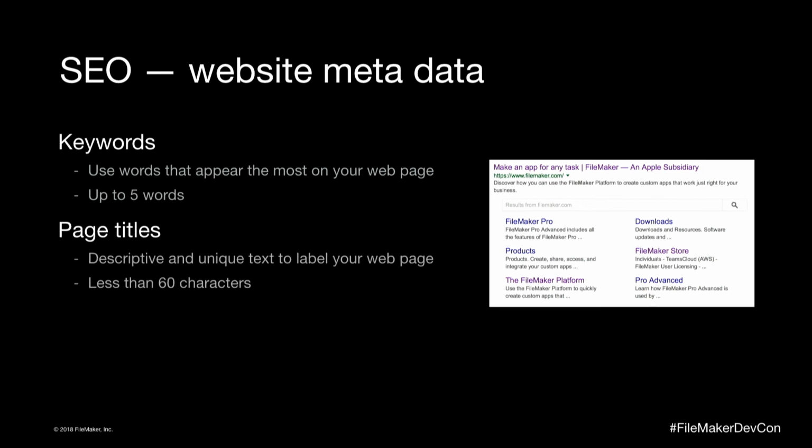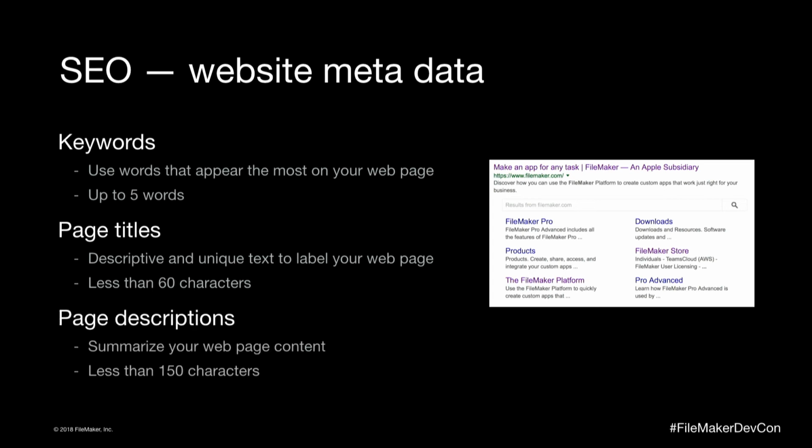Second are the page titles. You see "Pick an app for any task." Is that what it says? That's the page title. That should be unique for every page. You don't want to have the same page title for multiple pages on your site. Make sure it's unique and it's relevant to the content on the page. And that should be under 60 characters.